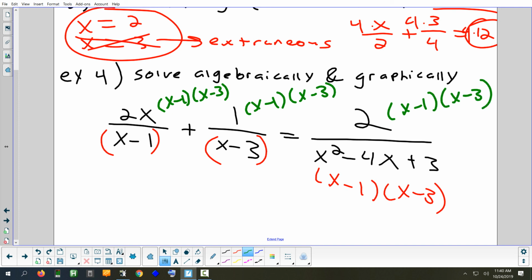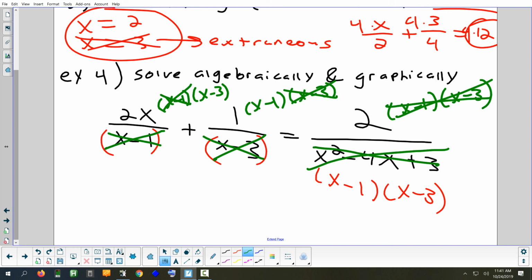Okay, a lot of distributive property here, but cancel out what you can first. What's going to cancel in the first fraction? The x minus 1 is gone. What's going to cancel in the second one? X minus 3. What's going to cancel in the third one? The whole denominator. Because you had an x minus 1, x minus 3 in the bottom, and now you have it in the top.